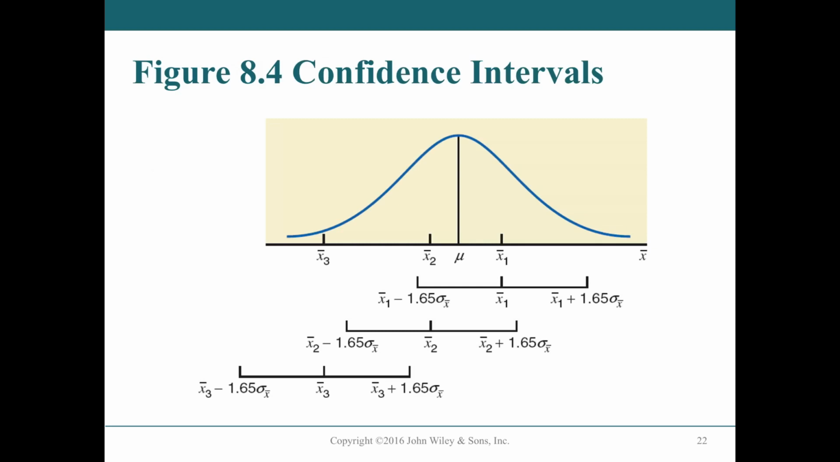Okay, confidence intervals. The thing is, you do get different samples. Different samples almost always yield different results. Perhaps we got one over here. Maybe this was the first one. Maybe this was the second one. And maybe this was the third one. And they're not the same. In fact, that X bar 3 is pretty far away from X bar 1.